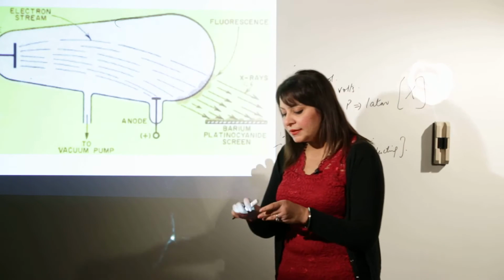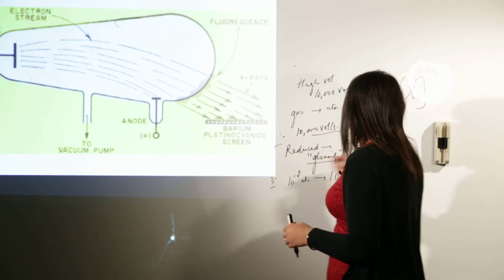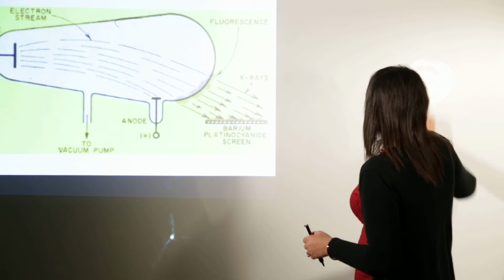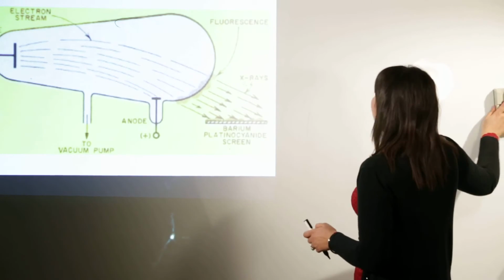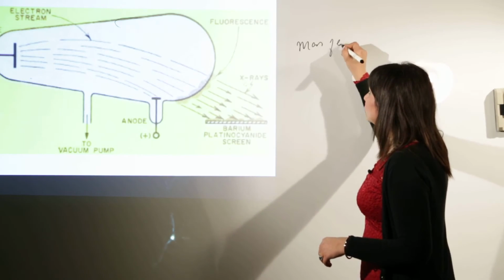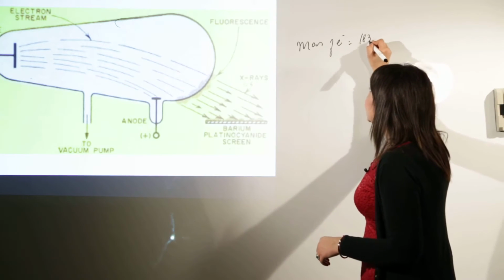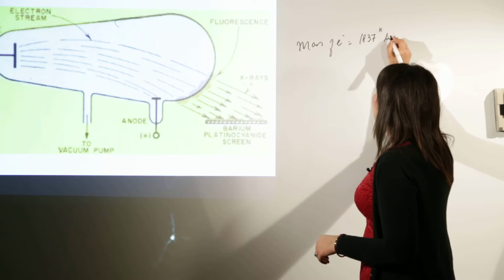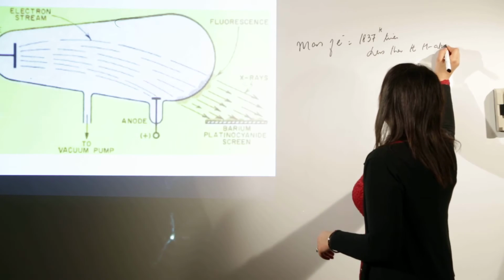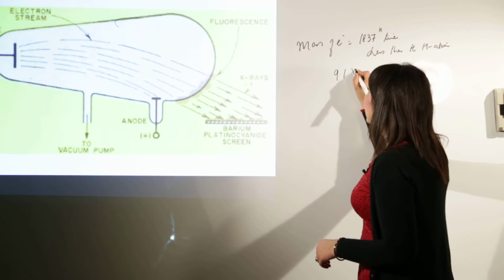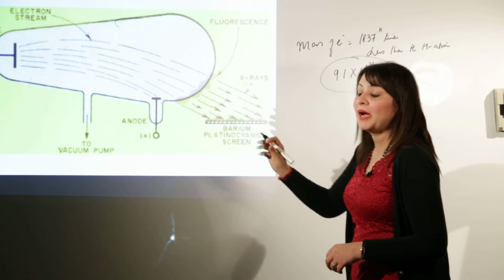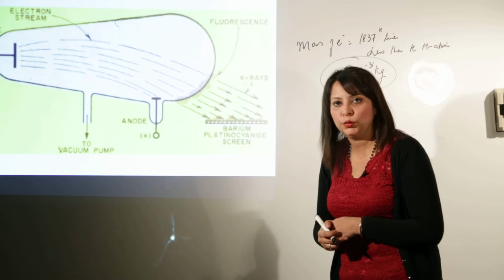Now what are the mass, charge and properties of the particle which we have discovered as a constituent of cathode rays, that is the electron? What is the mass? The second consideration, we should know the mass of the particle. The mass of the electron is 1/1837 times that of the hydrogen atom, which was calculated to be 9.1 into 10 raised to power minus 31 kg. So this is the mass of that particle which was the constituent of cathode rays.